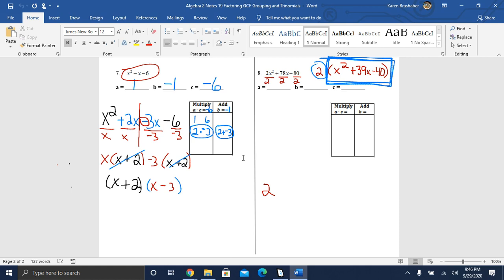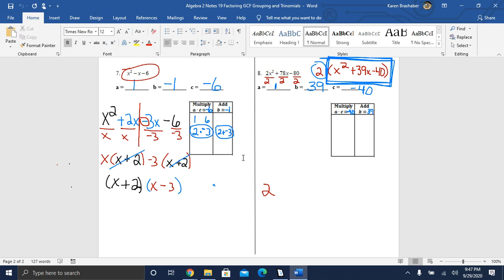So that means the A is a 1. The B is a 39. And the C is a -40. Because I'm ignoring the 2 and I'm ignoring the original problem. So my AC, 1 times -40 is -40. And be sure you write that negative sign so you can see it. I know the box is small. Make sure you can see the negative sign. And then your B is 39.